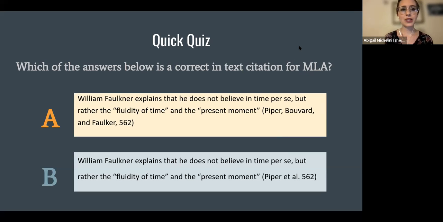Okay, so let's do a quick quiz together. Which of these answers below is a correct in-text citation for MLA? And anybody, let's answer out loud. Let's answer together. Okay.